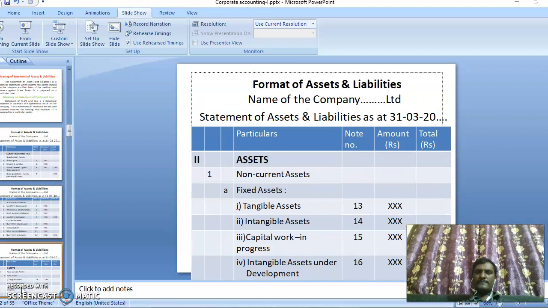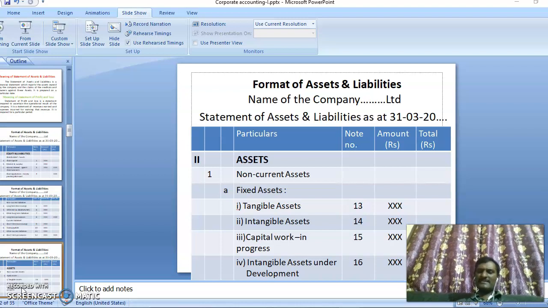The second part of the statement of assets and liabilities covers the assets. The assets are to be divided in two components. First component here is the non-current assets. Under this we have the fixed assets. Fixed assets have again four important subcomponents. One is tangible assets, for example the plant and machinery, building, furniture and fixtures. Likewise intangible assets, which covers the patents, copyrights, goodwill, like that. And capital work in progress and intangible assets under development are also to be taken under the fixed assets head.